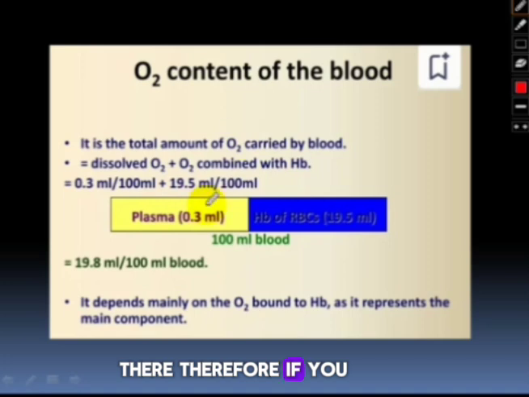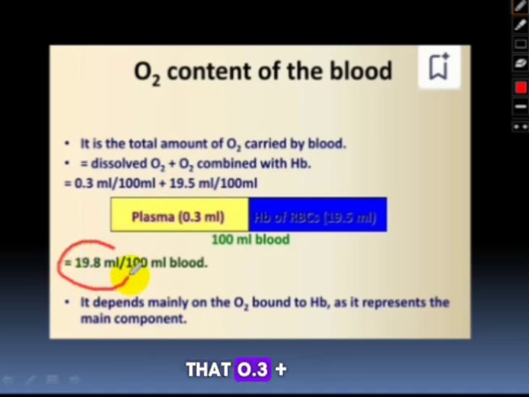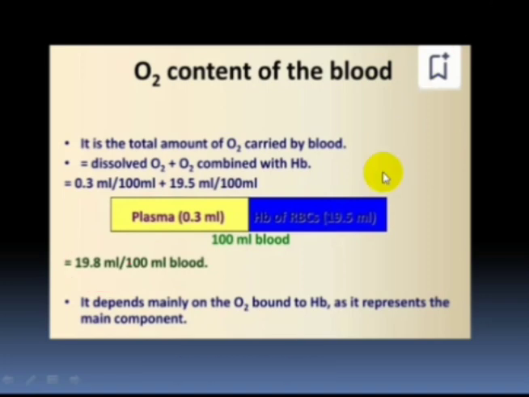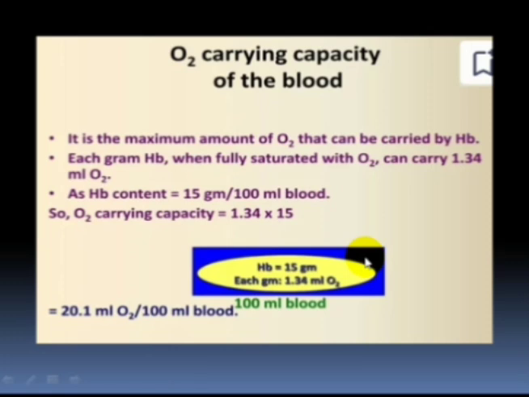Therefore, if you take the sum of that, 0.3 plus 19.5 ml of oxygen, the oxygen content of the blood is therefore said to be 19.8 ml per every 100 ml of blood.